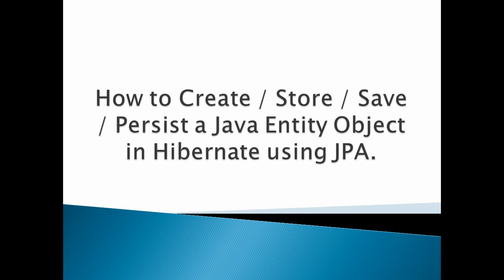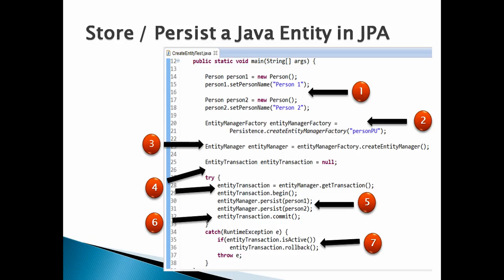JPA. Friends, in my previous tutorials we discussed how to create the persistence.xml file. We also created an entity by the name Person. In this tutorial, I will refer to the Person entity and will save instances of it in the database using JPA with Hibernate. Let's move ahead and create a test class in Java having a main method.